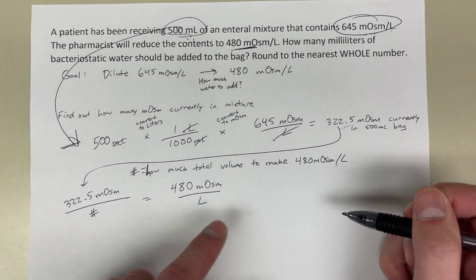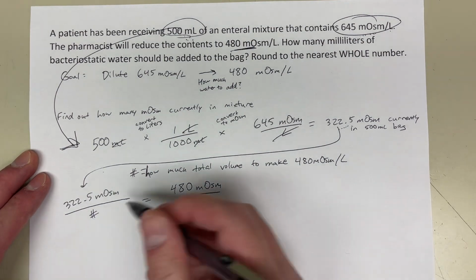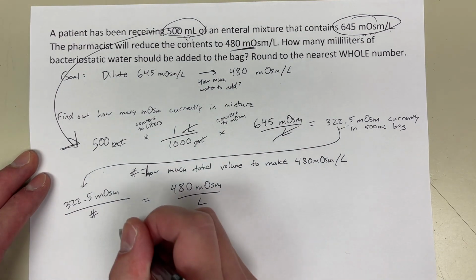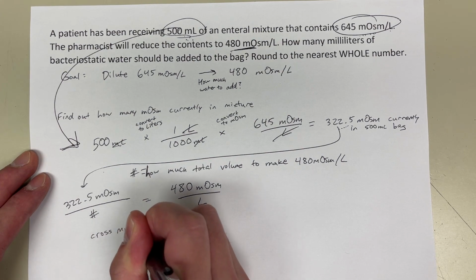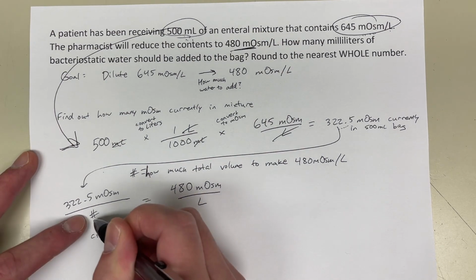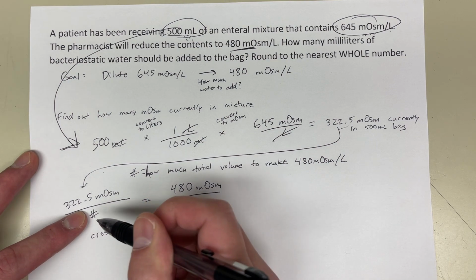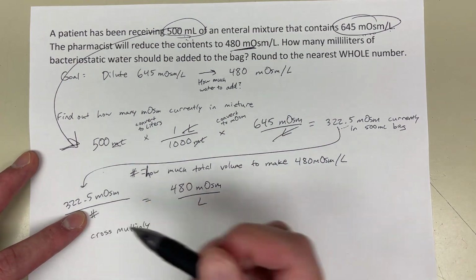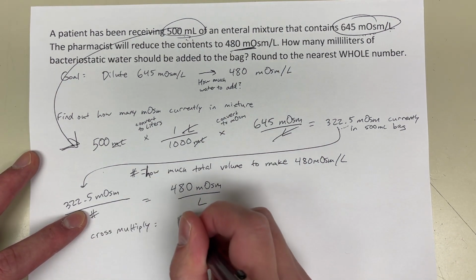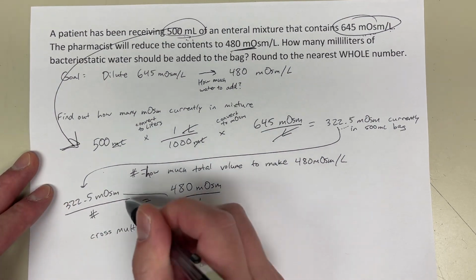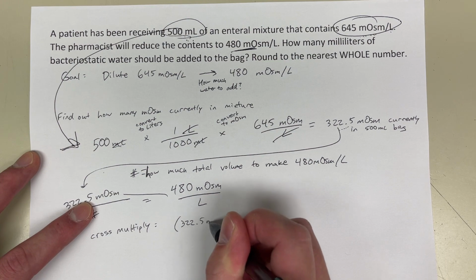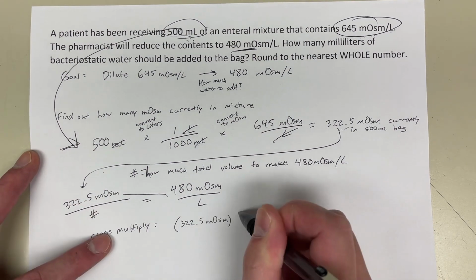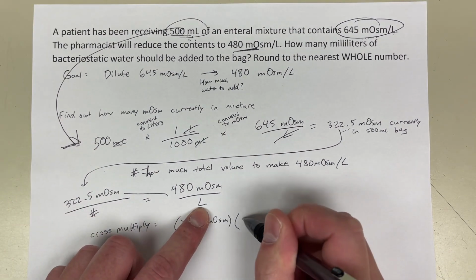You can cross multiply if you want, or you can do whatever fancy math you want. But I'm just going to write down the cross multiply, because most people are familiar with it. Define the variable number sign. Some people call it X or whatever. I call it number sign. So 322.5 milliosmoles, cross multiply that with the liters, 1 liter.